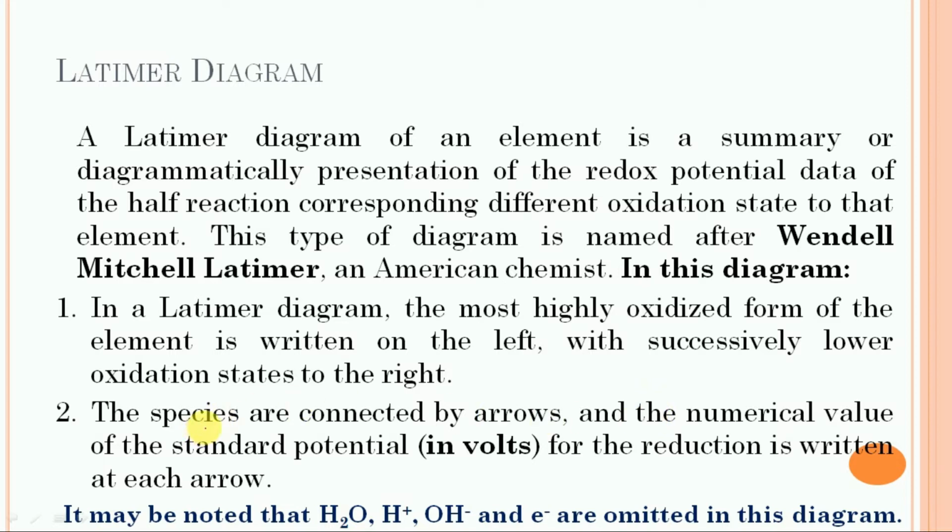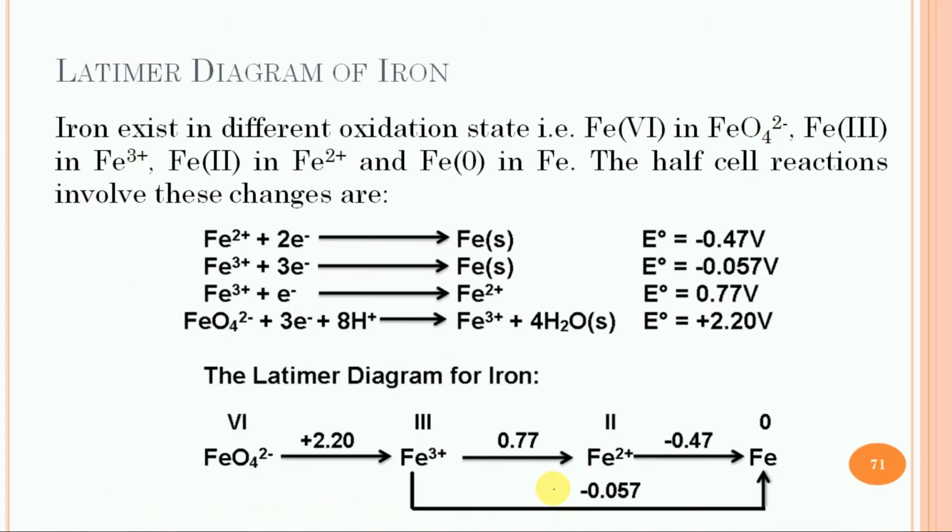And in this diagram, it may be noted that the water molecule, H plus ion, OH minus ion, and electron transfer during the reaction are omitted. So let us consider the Latimer diagram of iron.